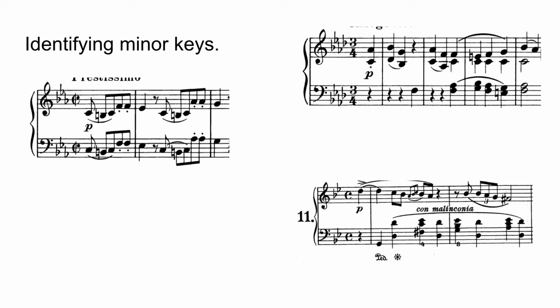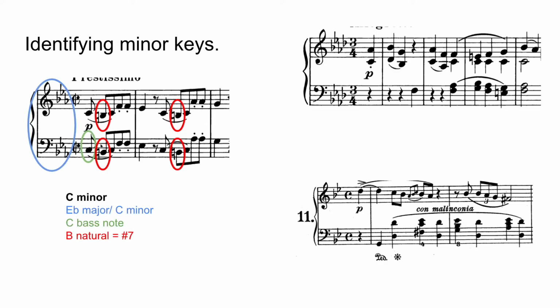It's going to be either E flat major or C minor, because C is the 6th step, the submediant, of E flat major. So I'm going to look at the first bass note. There's a C in the bass, so I'm very, very sure at this point that we're looking at C minor. But we've also got this B natural here. B flat is the 7th step of C natural minor, and so it's been sharpened. It's been made into B natural here. So it's got to be C minor.